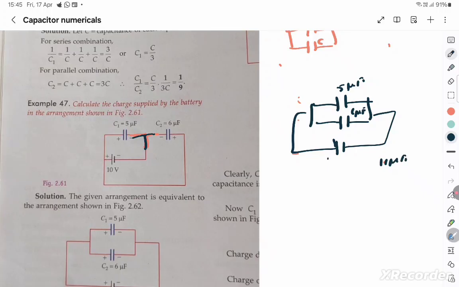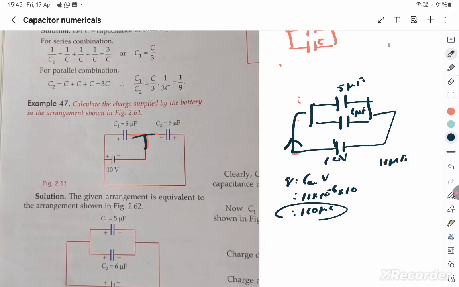And you know the voltage of 10 volts has been given, and you can find the charge Q is equal to C into V, C equivalent into V, which is 11 into 10 to the power minus 6 into 10, which is 110 microcoulomb. This is the charge which is flowing through and is going to get split up between the two capacitors. They're asking to calculate the charge supplied by the battery, the total charge only. They didn't ask you for individual.